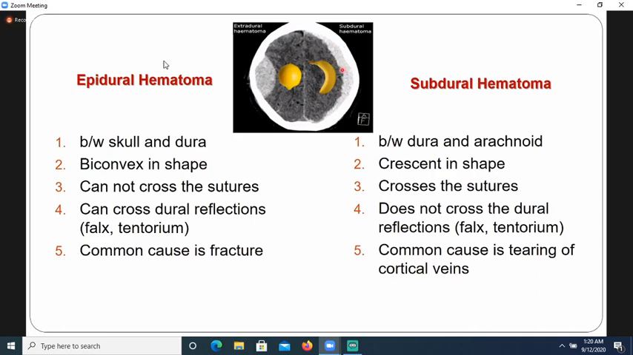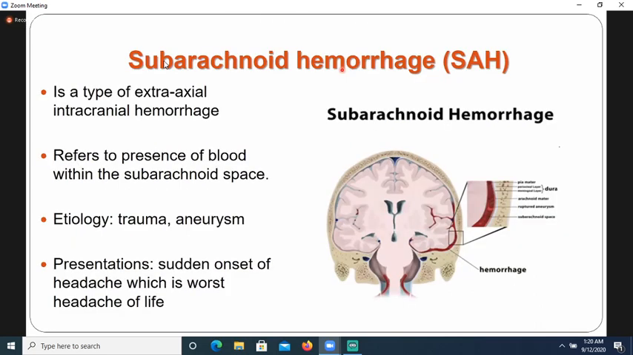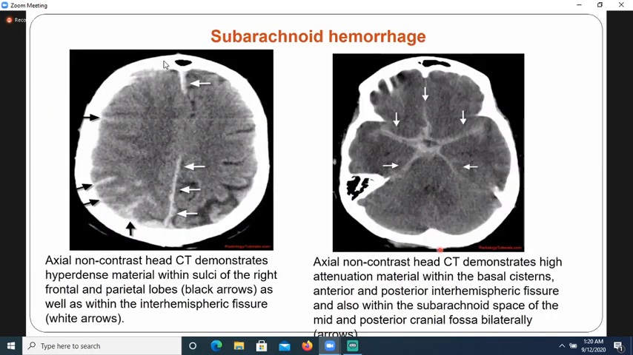Then the subarachnoid hemorrhage is hemorrhage in the subarachnoid space. The cause is trauma or aneurysm, and the patient usually presents with a sudden onset of headache, which is the worst headache. These two are different patients. Axial section, non-contrast CT scan. There is a hyperdensity. You see these sulci are black normally, but there is hyperdensity within these sulci, within the entire hemisphere. It represents a subarachnoid hemorrhage.